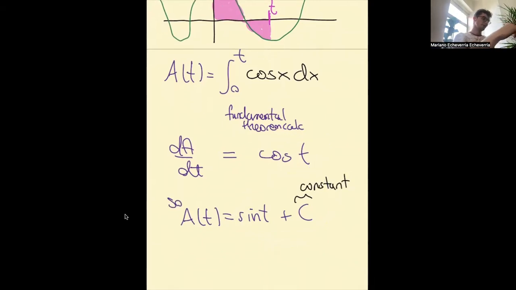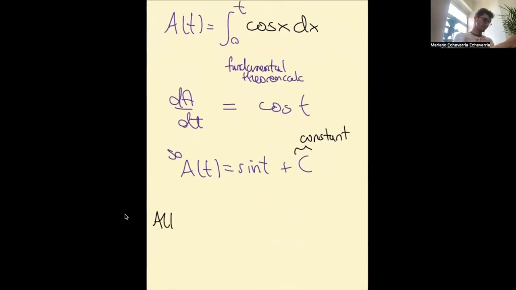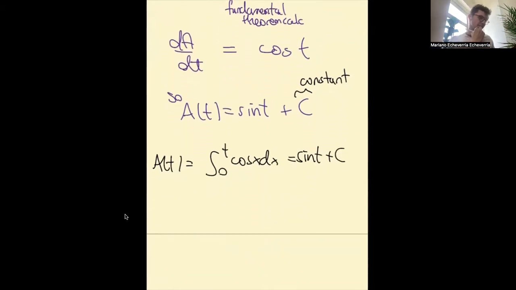Okay, so that means that A of t, which was the integral from 0 to t of cosine of x dx, is actually sine of t plus a constant. Okay, but again, so far so good. So I'm saying that now we have narrowed down the list of candidates tremendously, because instead of being some random thing, we just know that this has to be sine of t plus something. So now we have pinned it down very well, we are almost there.